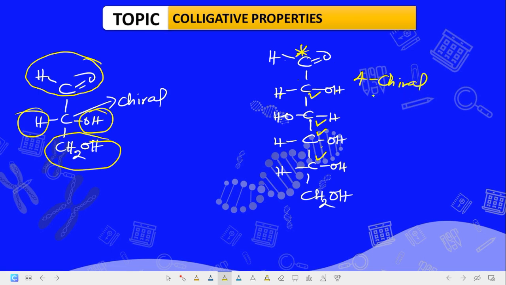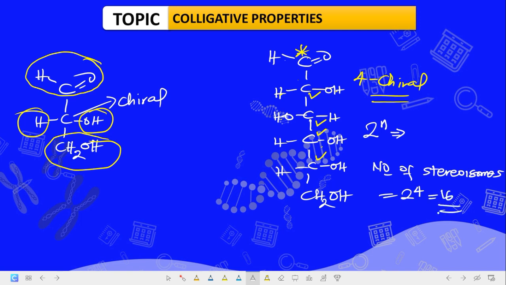So the chiral carbons in compounds are not always restricted to be 1. They could be more than 1 depending on the kind of compound that is given to you. Now, the number of stereoisomers that can be formed from chiral carbons is given by 2 raised to the power of n, where n is the number of chiral carbon centers. So for glucose, n is equal to 4, the number of stereoisomers would be equal to 2 raised to the power of 4, and 2 raised to the power of 4 is equal to 16.